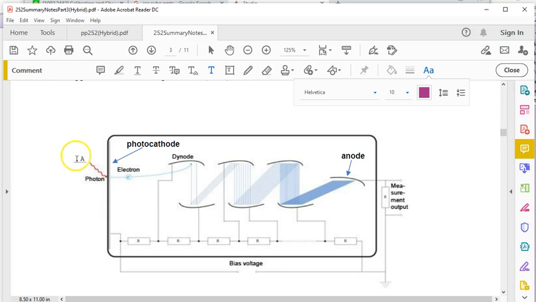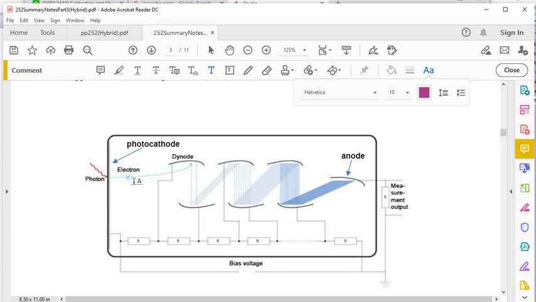A photon comes in, strikes the metal, and there's going to be some sort of transparent window here. In this photocathode, the photoelectrons are ejected on the other side of the material. That's why I call it a transmission photocathode. Some photocathodes eject the electrons in the opposite direction, so they're ejected on the same side as the photon enters. So here is the photoelectron.